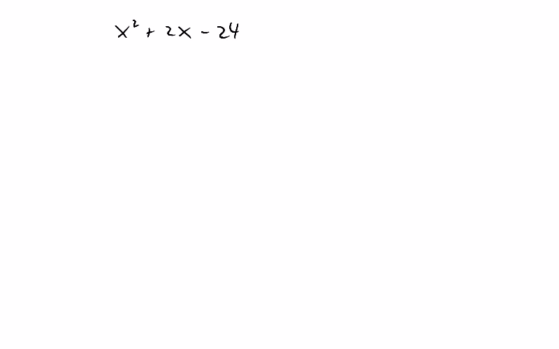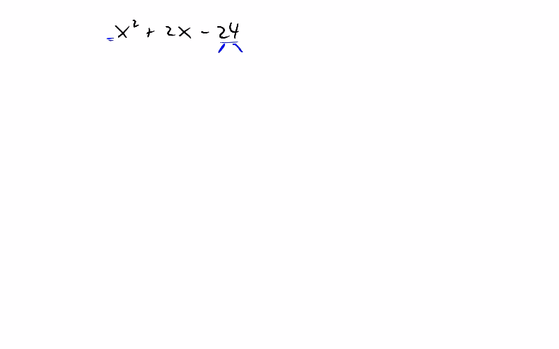Okay, so this one clearly does not have a common factor. As soon as a is 1, we know it doesn't have a common factor. 24 is not a perfect square. So right away, 3 of the methods are eliminated. Since a equals 1, we can use the factoring C method in this case.